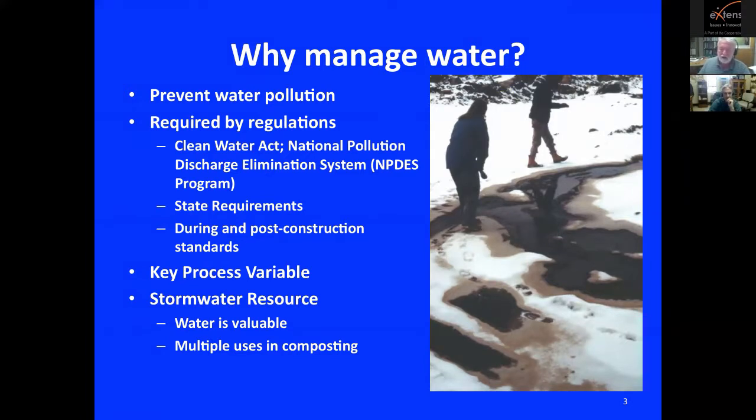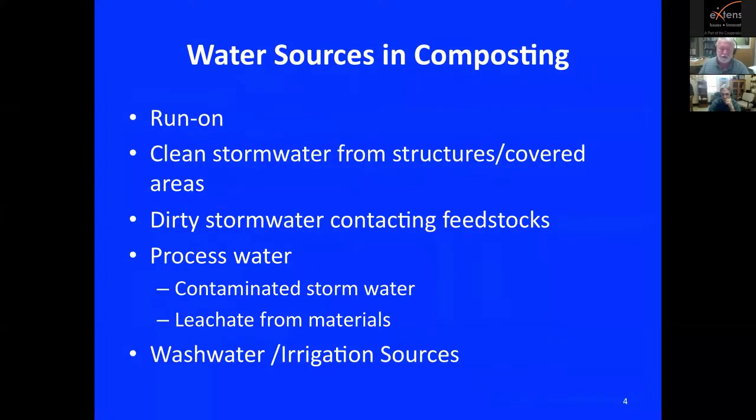If you're in the West, water is a key process variable, one that's scarce and one that needs to be conserved so that you can use it rather than pay for it. Stormwater is a resource in the West. Sometimes it's a problem here in the East. So you have to look at it both ways. But it is a valuable tool even in the East. We have it for multiple uses here.